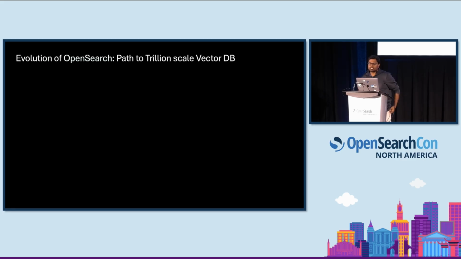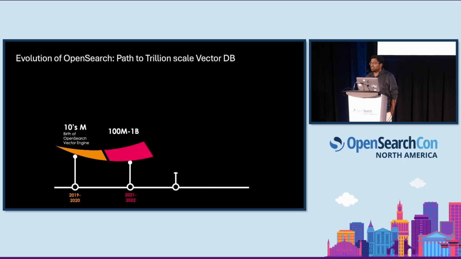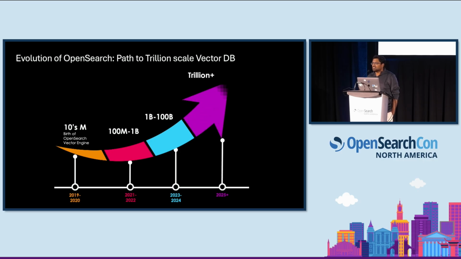With these basics, now let's get into the evolution of OpenSearch and its path to a trillion-scale vector database. The inception of OpenSearch Vector DB happened in 2019, way before the GenAI boom. The innovations in embedding models have unlocked more and more use cases, leading to an unprecedented increase in vector workloads over the past 5 to 6 years.